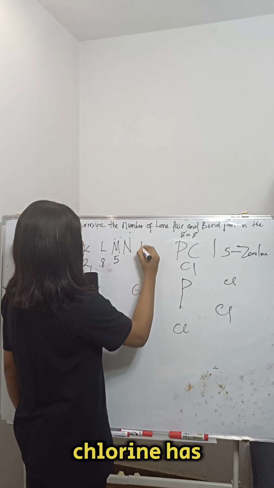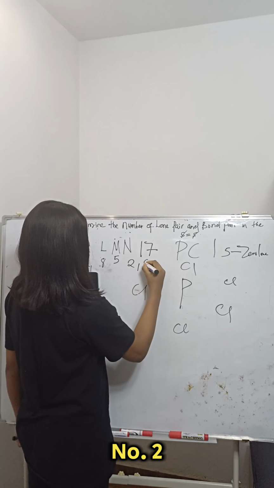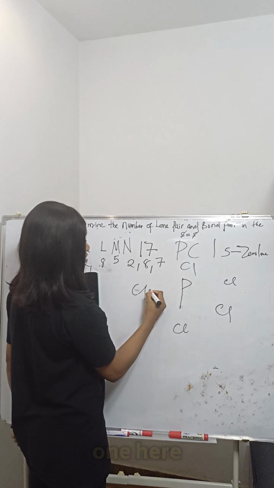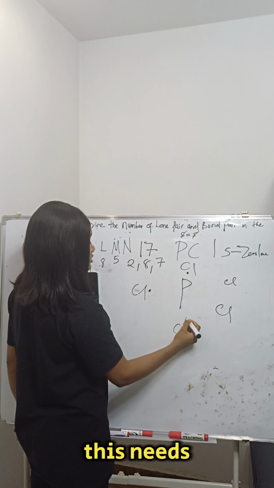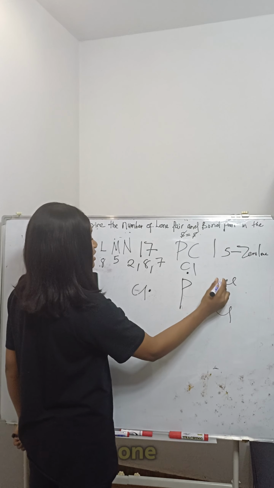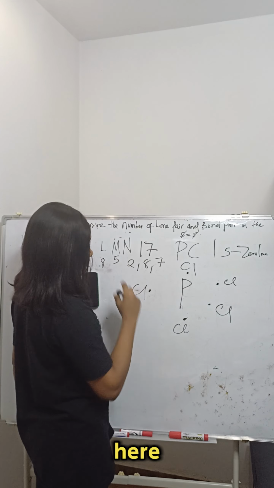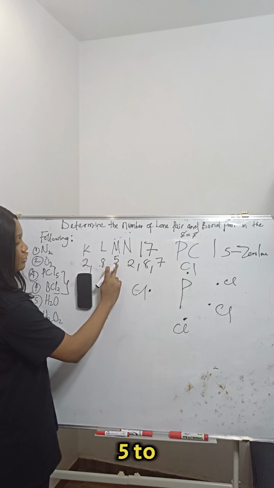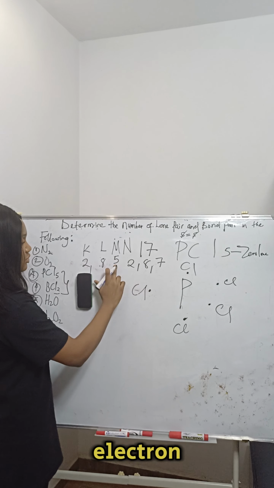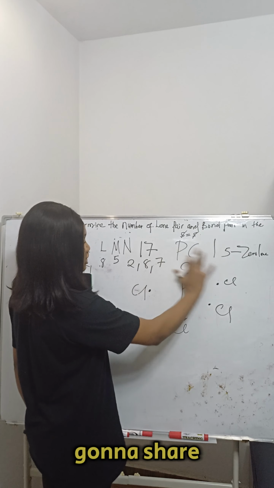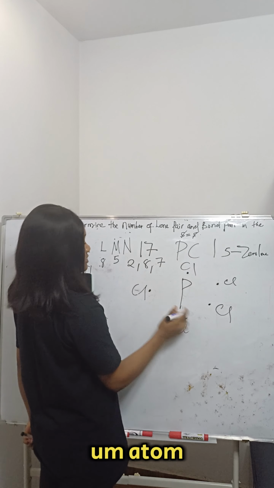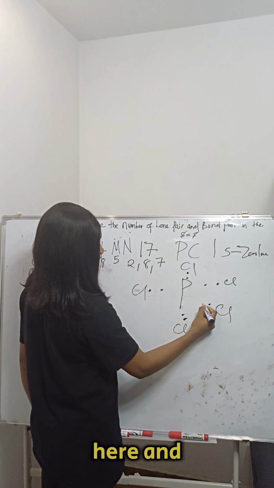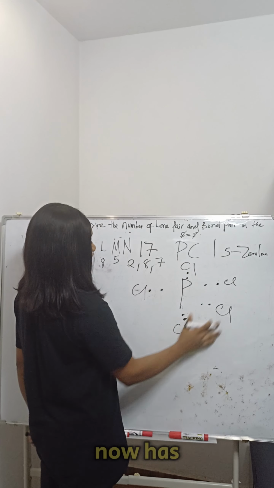This chlorine has atomic number 17, 2, 8, 7. So it needs 1 to be stable. I'm going to put that one here. This needs 1, I'm going to put that one there. This needs 1, that one there. This needs 1, that one here. This needs 1, that one here. This phosphorus has 5 valence electron and needs 5 to be stable. So I'm going to share that 5 between these atoms, one here, one here, one here, one here, and one here.